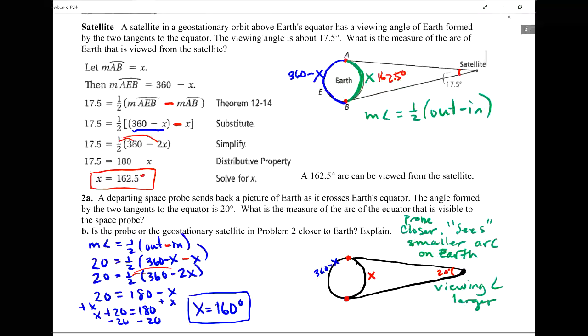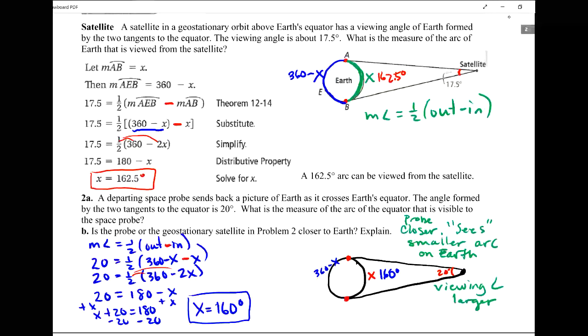And we simply, because it intersects outside the circle, it's a difference. So our angle is 1/2 the outside minus the inside. And we simply substitute in. I distributed my 1/2. Added x to both sides, subtracted 20 from both sides, and I got x is 160 degrees. Here, what it can see, not viewing angle, arc of the Earth that it can see.